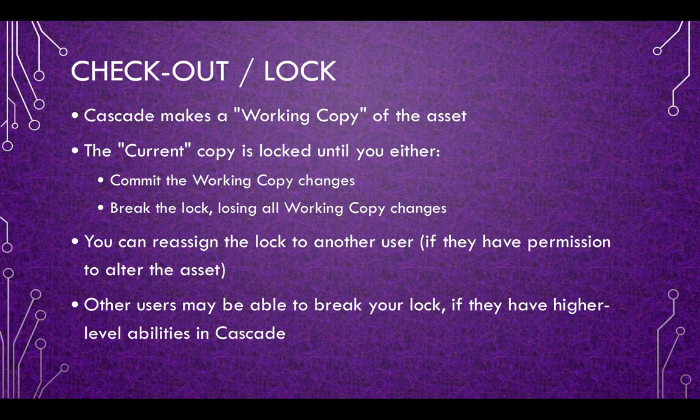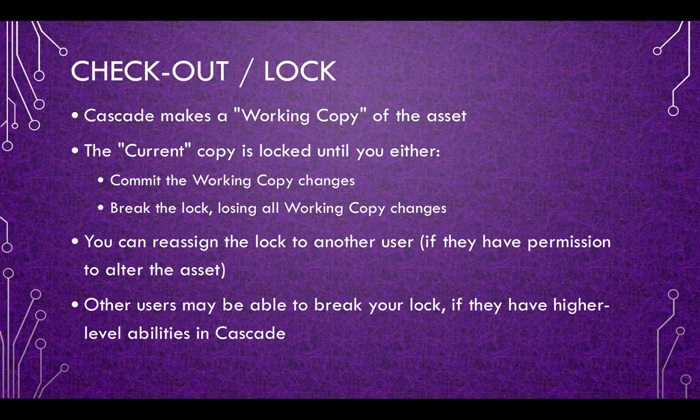But basically what happens is you have the option, if you're able to edit a page, that you can check out that asset. When you do that, Cascade makes a working copy of the asset, which is kind of analogous to a draft. And the current copy, which I guess I should explain, the current copy is the last fully submitted version of a page. It's the one that when you publish that asset, the current version is the one that gets published. Drafts and working copies don't get published. Only the current version will get published.